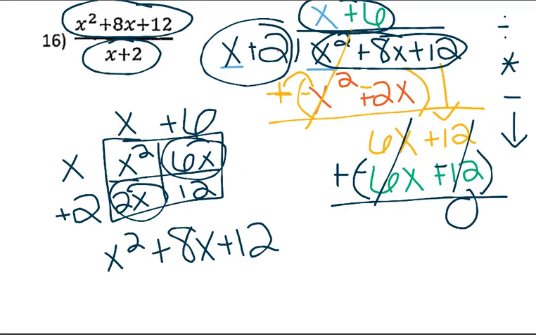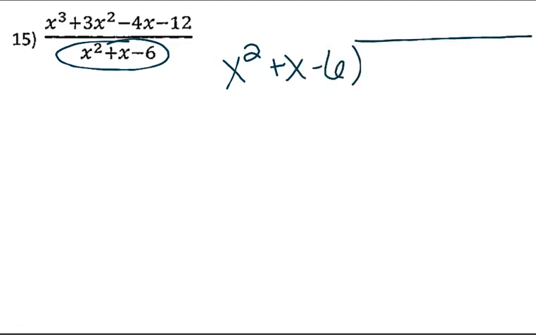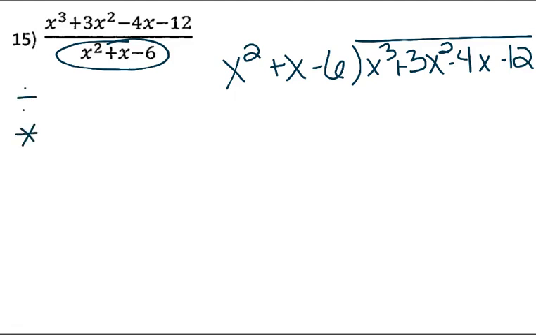Let's try another one. All right, for this problem, it looks a little bit longer, but it's really about the same. So again, I'm going to take my denominator and put that on the outside. And then I take the numerator and put it inside the house. So x cubed plus 3x squared minus 4x minus 12. All right, remember my steps. I'm going to divide, then multiply, subtract, bring it down. So I'm going to start by dividing.